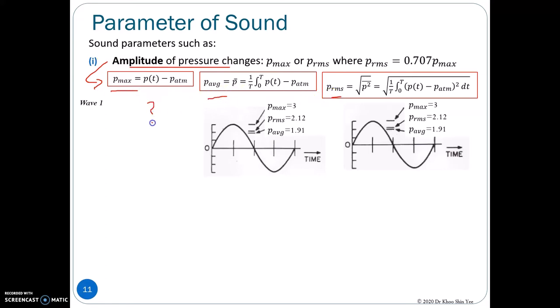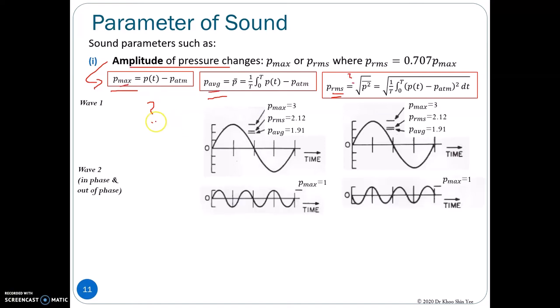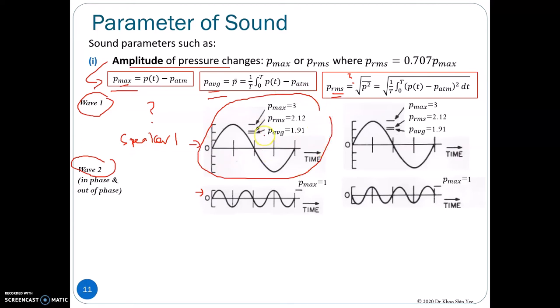However, which format is more useful when we perform sound analysis? To answer this, let's examine this scenario. In this case, you have two waves. Imagine that you have first speaker 1 that produces the sound in this magnitude. And this duplicates the same thing here.